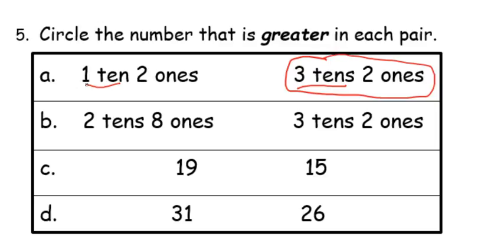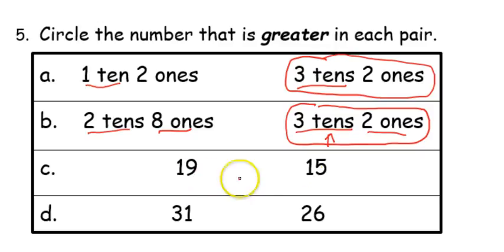In the next problem, I have 2 10s and 8 1s, and I'm comparing that to 3 10s and 2 1s. In the first number, I have more 1s. I have 8 compared to 2, but I have less 10s. Since I have more 10s in my second number, that tells me right from the start that this number is greater than the first number. 3 10s and 2 1s is greater than 2 10s and 8 1s.